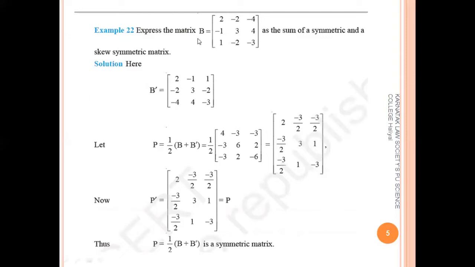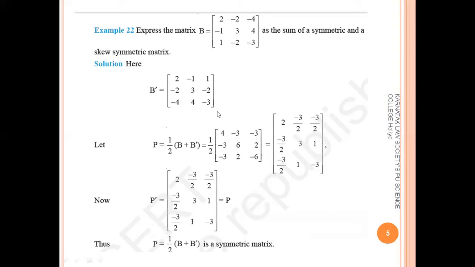Express the matrix B as a sum of a symmetric and a skew symmetric matrix. We need to express it as the sum of a symmetric and a skew symmetric matrix. First we need to take the transpose of the given matrix. Here is the matrix B they have given. We need to take B dash, converting the first row into the first column, the second row into the second column, the third row into the third column. That is B dash.